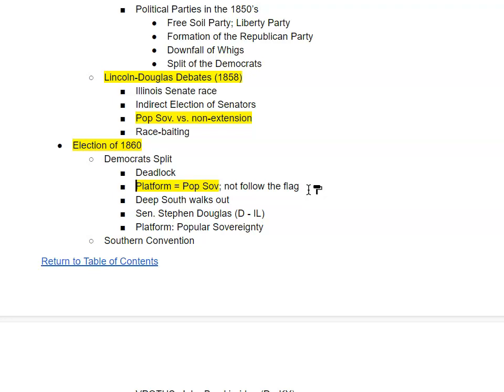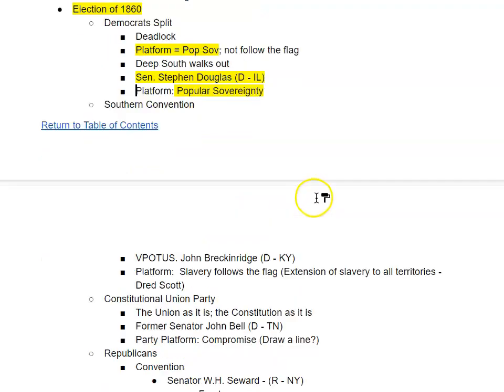In response to this, delegates from the Deep South states storm out of the convention. With them out of the convention, the deadlock is resolved, and the remaining Northern Democrats nominate Senator Stephen Douglas, Democrat of Illinois, under his landmark position, popular sovereignty. That would be the solution for slavery in the federal territories: let the people decide for themselves. The Deep South delegates have a second Southern convention. There, they nominate former Vice President John Breckinridge, Democrat from Kentucky, as a Deep South Democrat, as a Southern Democrat.